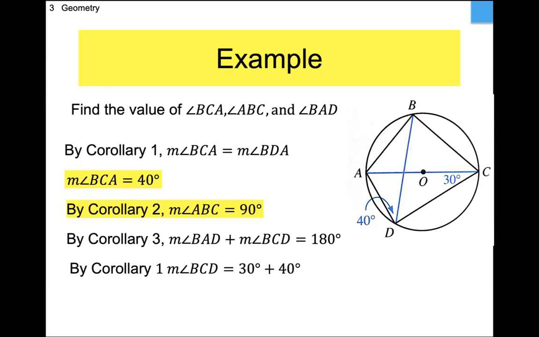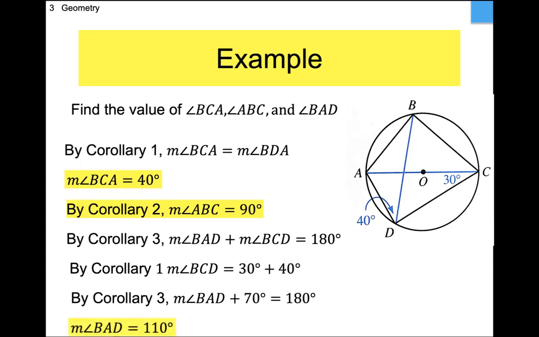But look at the first thing. The first thing we already figured out, BCA. BCA was 40 degrees. Remember, we got that because BDA was 40 degrees. So therefore, BCD is 70 degrees. And therefore, I can figure that out just by subtracting 70 from both sides. So BAD is 110 degrees.